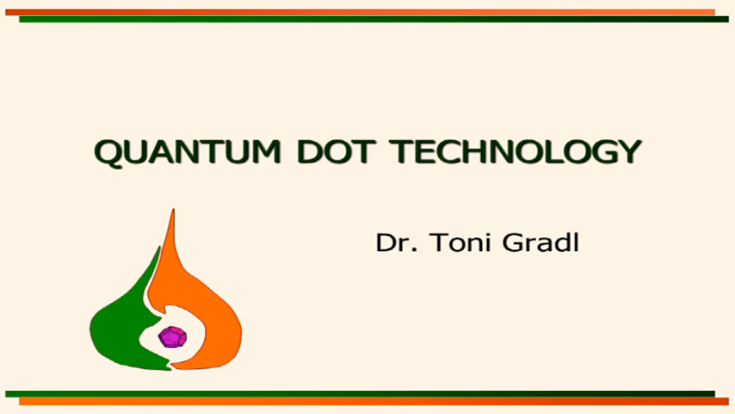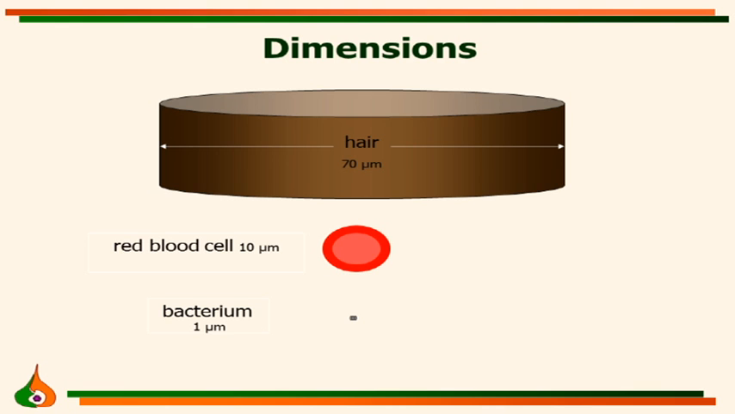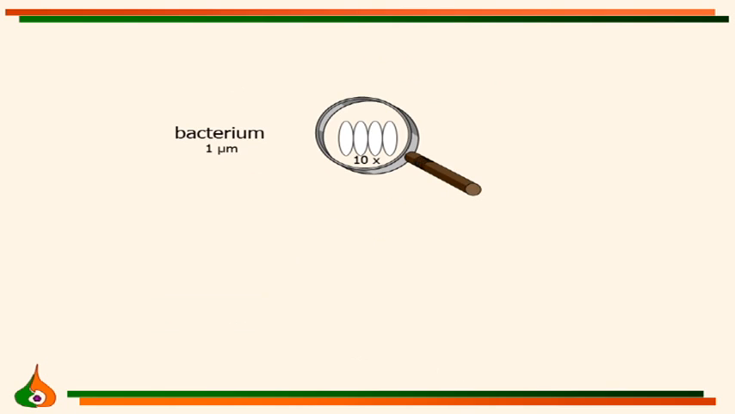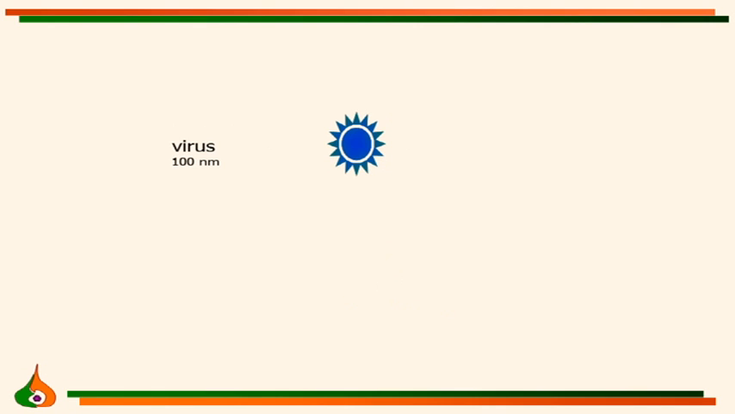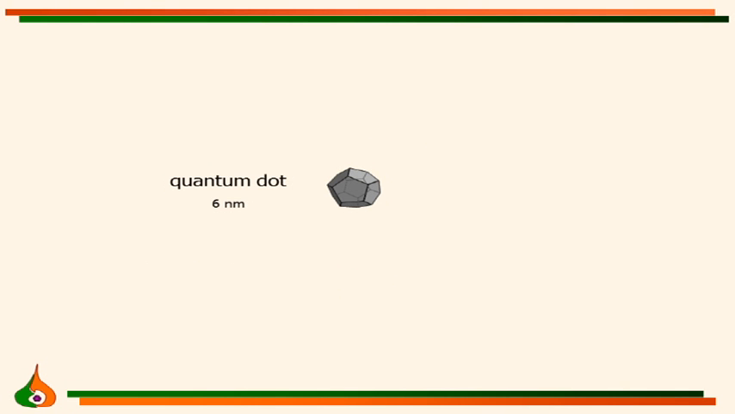If smaller than 20 nanometers, 1 million nanometers are equal to 1 millimeter, their features are different from solid bodies. To get an impression of these dimensions, they are demonstrated in the following figures. A human hair with a diameter of 70 micrometers and a red blood cell with 10 micrometers. A bacterium with 1 micrometer, the bacterium at a magnification 10 times, a virus with 100 nanometers, also magnification of 10 times, in comparison to a quantum dot of 6 nanometers at a magnification 20 times, a dodecahedron composed of 13 molecules of silicon dioxide.